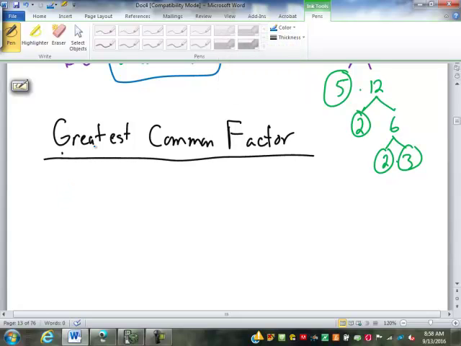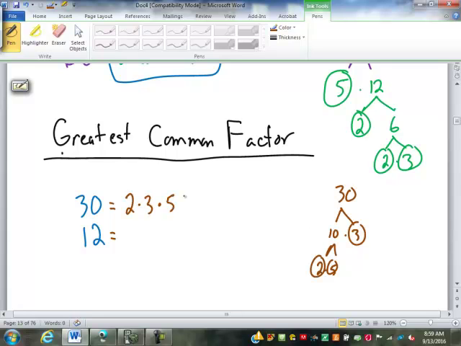So let's say I have 30 and 12, and I want to find the greatest common factor. Well, some of you can look at those and just know that the largest common factor is 6, right? But what if you couldn't see that? Well, we could factor 30. 30 would be 10 times 3. 3 is prime. 10 is 2 times 5. Those are prime. So 30 is 2 times 3 times 5. Those are its factors. 12 would be 4 times 3. 3 is prime. 4 splits up into 2 times 2. So 12 is 2 times 2 times 3.